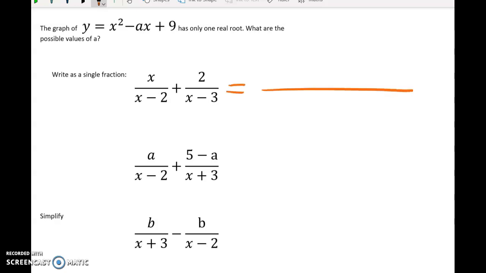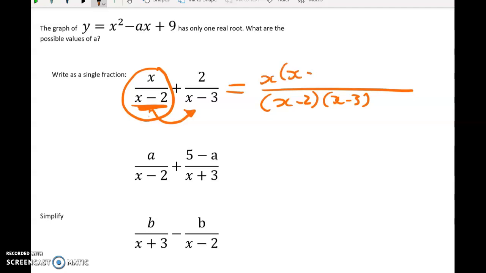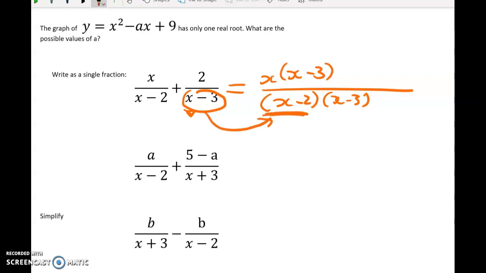So we're going to get a common denominator, which is x minus 2 times x minus 3. So what do I have to do to the x to have it over this? Well, x minus 2 got multiplied by the x minus 3, so that's what I have to do to the x. Right, the x minus 3 here got multiplied by what to get the common denominator? Well, it got multiplied by x minus 2, so it's going to be plus 2 times x minus 2.